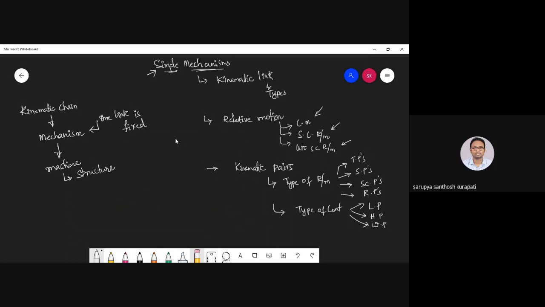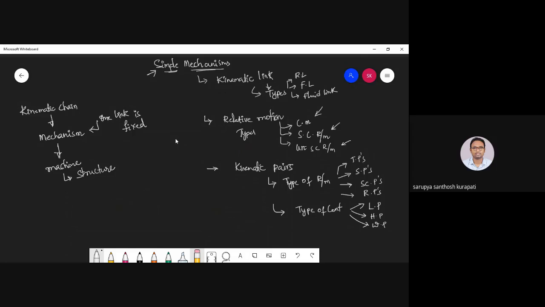So first, we started discussing simple mechanisms, and we defined a kinematic link. What is the condition for a kinematic link? It should be a rigid body such that it can transmit motion from one body to another. And we discussed different types: rigid link, flexible link, and lastly fluid link. These are the different types of links we have studied, and then we went on to discuss relative motion and the types of relative motions.